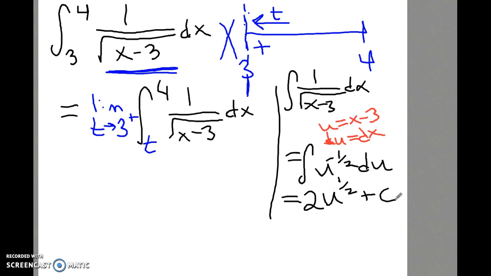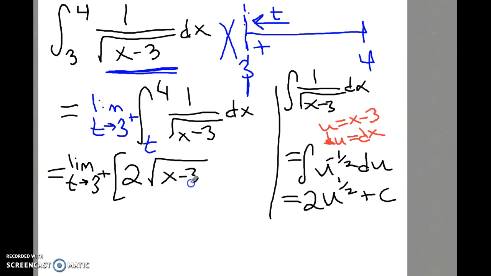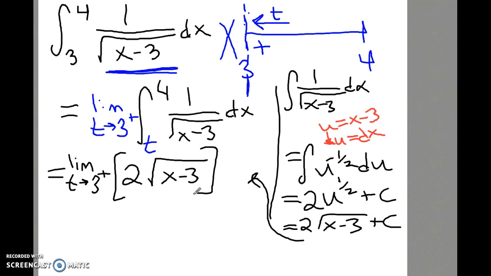So coming back over here, this is equal to the limit as t approaches 3 from the right of, now we've got an antiderivative, 2 times u to the 1/2, which is the square root of u, that is, x minus 3, which I probably should have written over here, as x goes from t to 4. Now, when you substitute your finite value here, I don't need to write the limit in front of that. So 2 times the square root of 4 minus 3. Nothing in that depends on t, so it doesn't care about t approaching 3 from the right. So I'm not going to write the limit in front of that portion, just 2 times the square root of 4 minus 3.